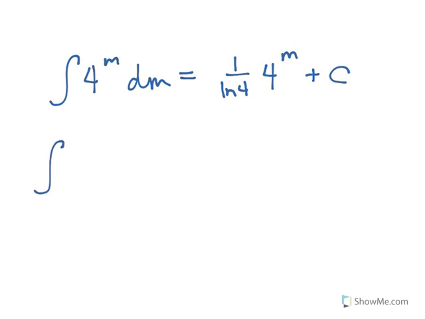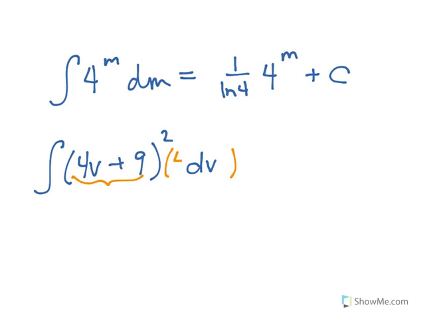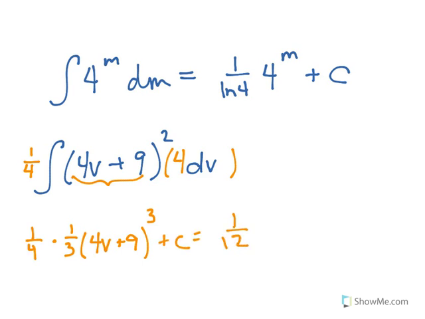Number 13, the integral of 4v plus 9 squared dv. Okay, I see my inside function. The derivative of the inside function is 4, so I need there to be a 4 here, because that's what goes with it. I counteract that with a 1/4 outside. Now the integral of something squared is going to be something cubed times 1/3, times my 1/4. So it's 1/12 times 4v plus 9 to the 3rd, plus c.